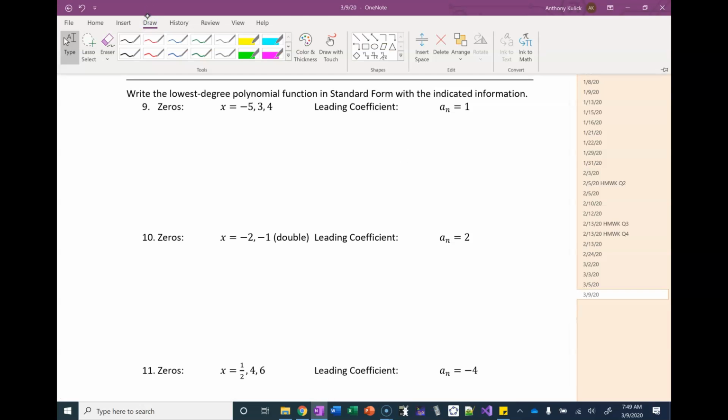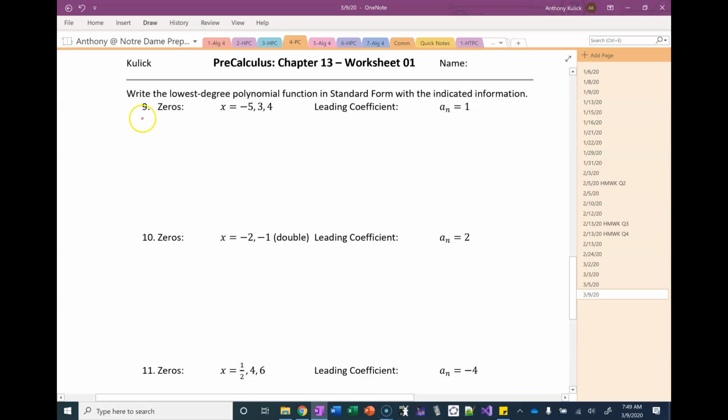So here's the idea, and I'll do more work than maybe we really need to so you can understand what the idea here is. I'm going to start with these three zeros that were given, and rewrite them as equations equal to 0. I'll add 5 to both sides, then subtract 3 from both sides, and then subtract 4 from both sides.